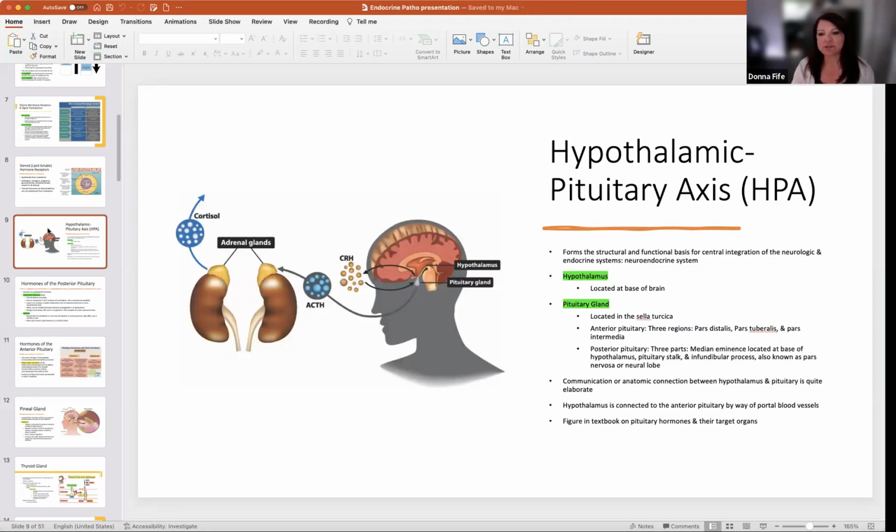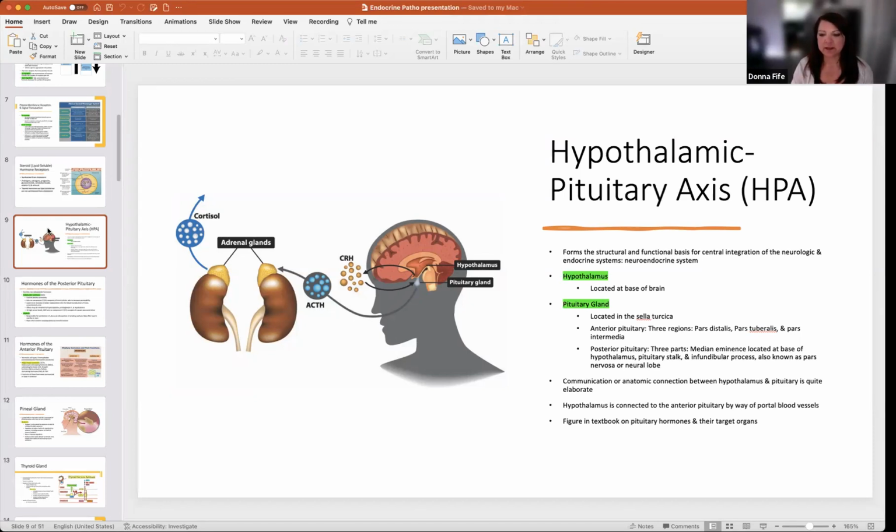The hypothalamic-pituitary axis, or HPA, forms the structural and functional basis for central integration of the neurologic and endocrine systems of the neuroendocrine system. The hypothalamus is located at the base of the brain, and the pituitary gland is located in the sella turcica. The anterior pituitary has three regions: the pars distalis, pars tuberalis, and pars intermedia. The posterior pituitary has three parts: the median eminence, located at the base of the hypothalamus, the pituitary stalk, and the infundibular process, also known as pars nervosa or neural lobe.